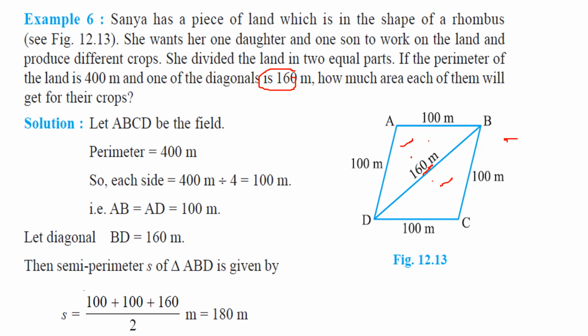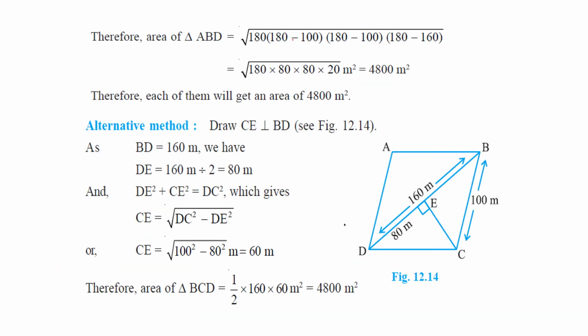So this is quite easy. The sides are given as 100, 100 and 160, and both areas will be equal. So AD is equal to 100, and the other side is 160. 100 plus 100 plus 160 divided by 2 is S, that is 180. And then S minus A, S minus B, S minus C. Under root, you get 4,800 meters square.